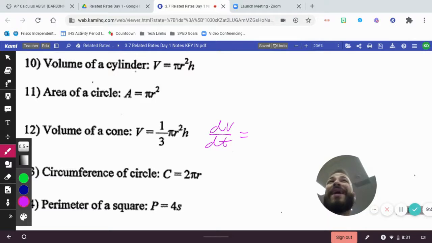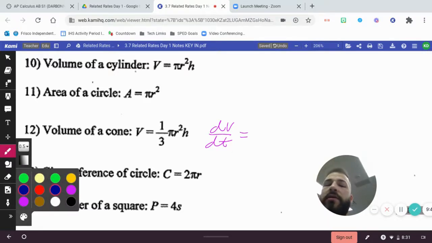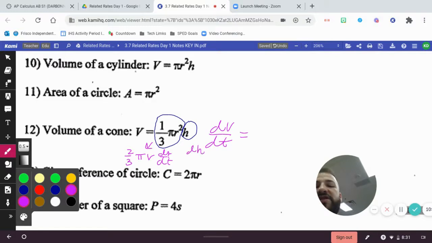Okay, so dv dt is equal to, okay, now in this big mess of stuff, I have r squared times h. Okay, so this is a product rule to make it a little bit easier. Okay, let's split it up. I'm going to give all of my constants to r squared. So my first piece is going to be 1/3 pi r squared. My second piece is going to be h for my second function. So the derivative of 1/3 pi r squared would be 2/3 pi r dr dt. Derivative h is just dh dt.